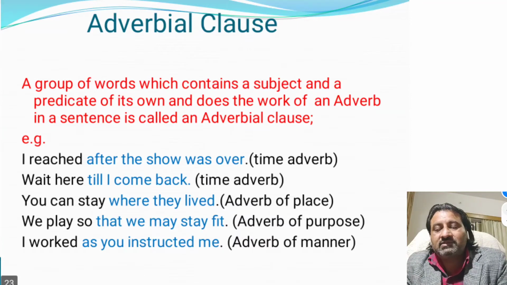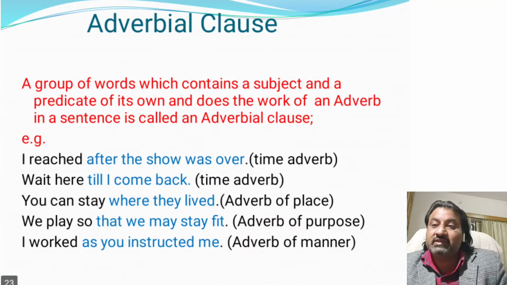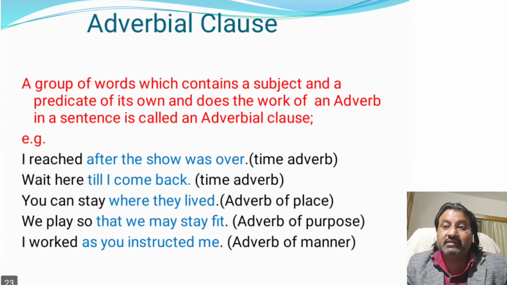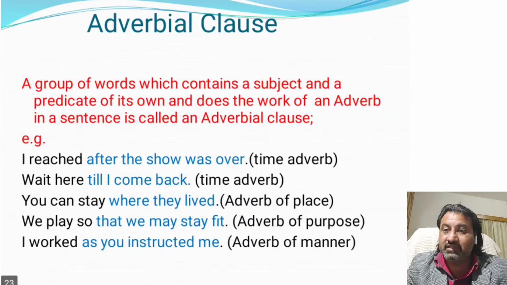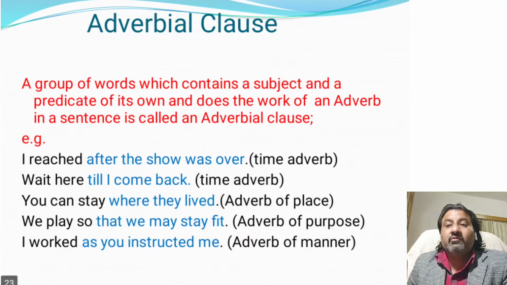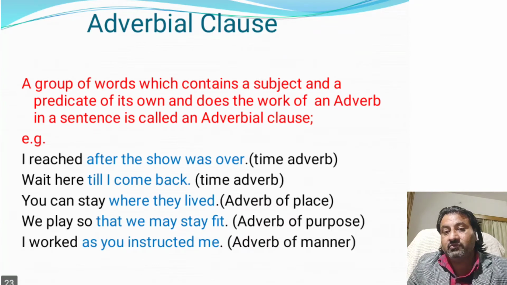Well, and the last one, that is the third type of clause, that is the adverbial clause. A group of words which contain a subject and a predicate of its own and does the work of an adverb in a sentence is called an adverbial clause. What type of work does it do? It does the work of an adverb. So when the entire clause does the work of an adverb, it is called an adverbial clause.